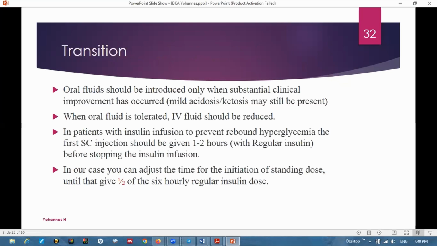In the transition, the oral fluids should be introduced only when substantial clinical improvement has occurred, when the oral fluid is tolerated and IV fluid is no longer required. In patients on insulin infusion, to prevent rebound hyperglycemia, we should overlap the subcutaneous insulin with the insulin infusion.